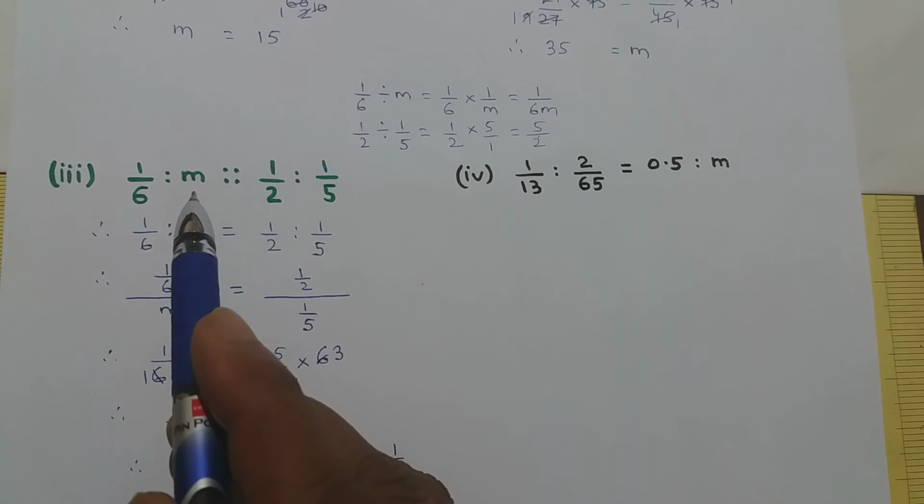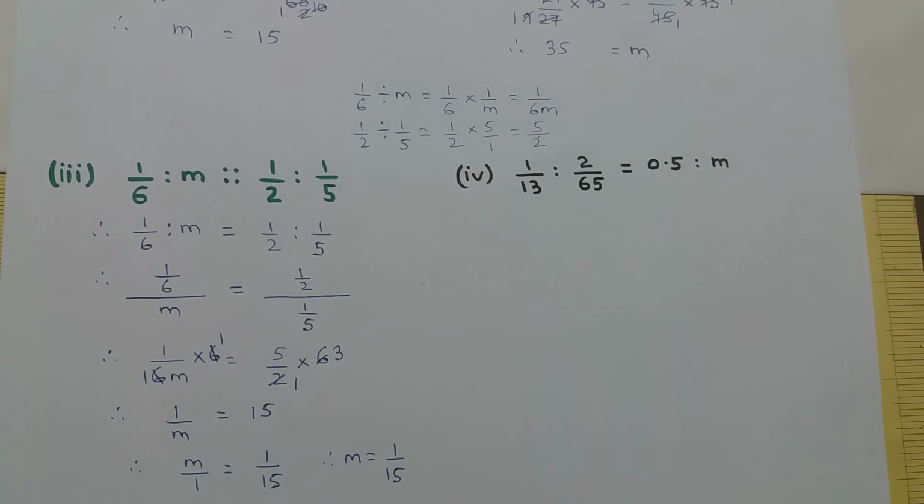So the answer for question number 3 is 1 upon 15. Now let us go to question number 4.